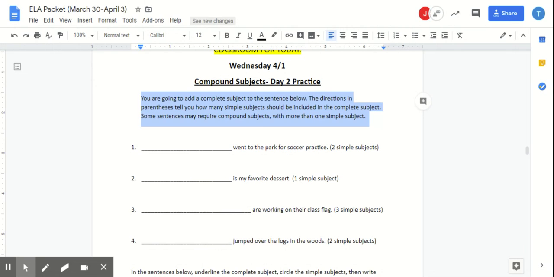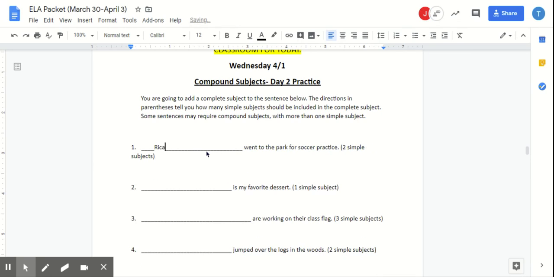And then after that, you're going to pause the video and get into the rest. So it says, blank went to the park for soccer practice. I need to include two simple subjects. So in this one, I'm going to say Ricardo and Jeremiah went to the park for soccer practice. So these are two simple subjects, okay? I have two different nouns and they are combined by the word and, which is showing that these are two simple subjects that need to show that this is a complete subject.